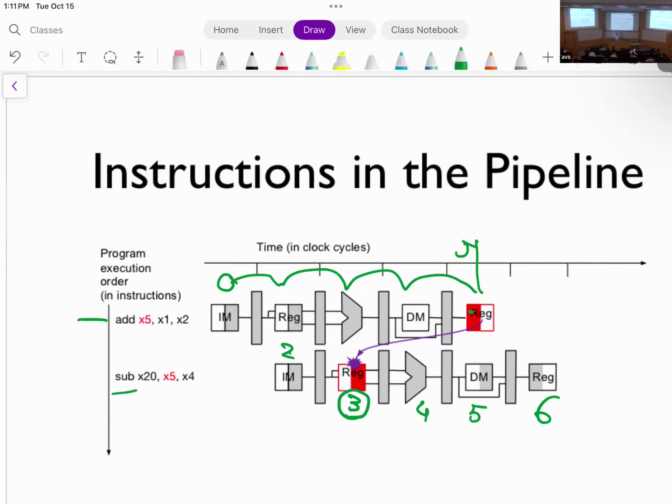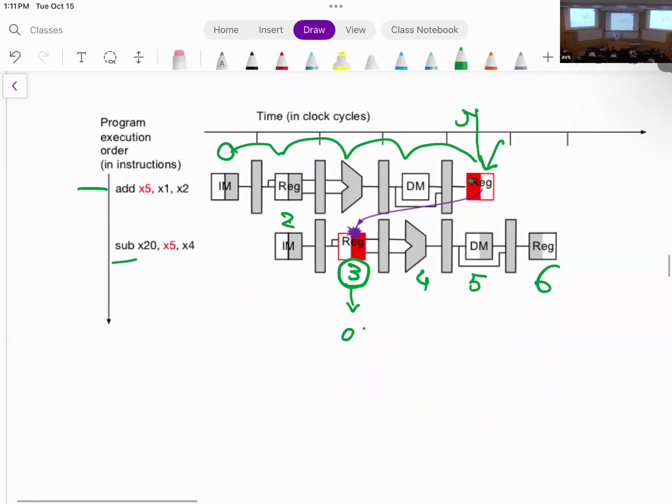So in other words, we are producing the result in the first half of cycle 5, but we were supposed to have it ready by cycle 3, right? So there's obviously a 2 cycle difference, which means that at this point, the value that the sub is going to read for x5 is the old value, which is wrong, right? This is what we call a data hazard.